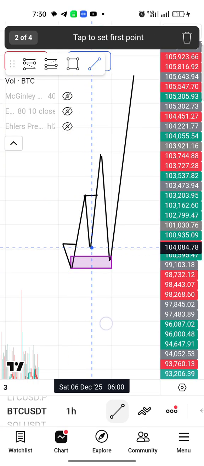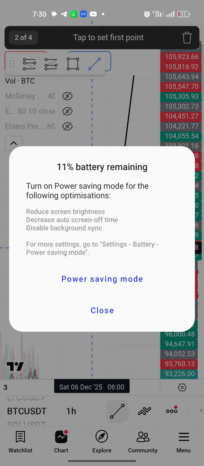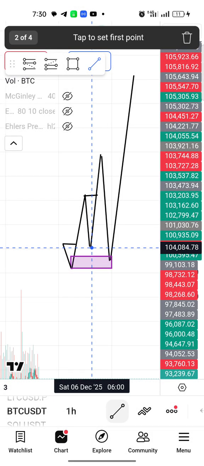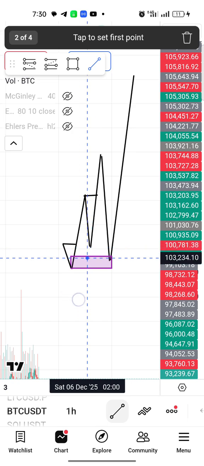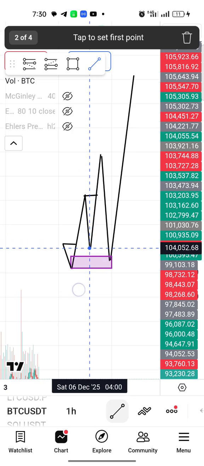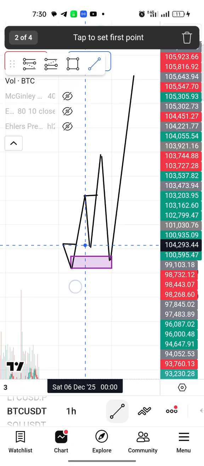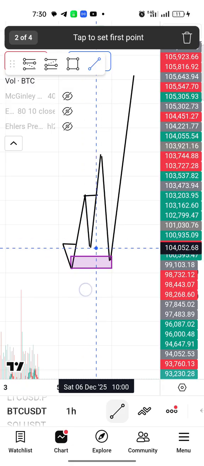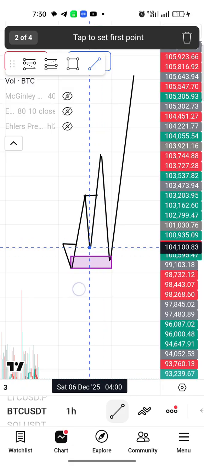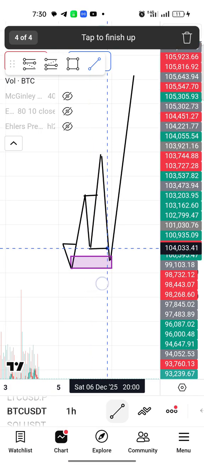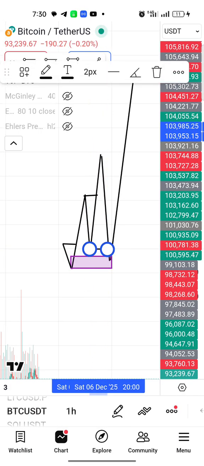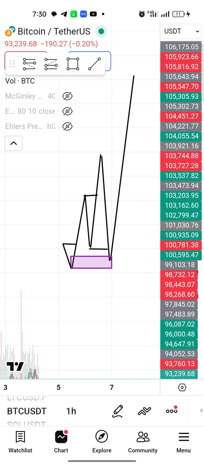This first pullback is what is known as liquidity. This is where the market is going to come back to clear. Most people will put their stop losses here, so the market comes back to clear this place and then comes to our point of interest. So draw this out as our liquidity, and the market comes here and then goes straight to our TP.